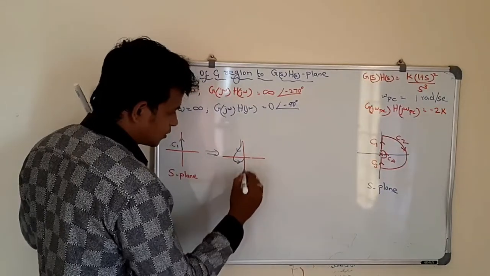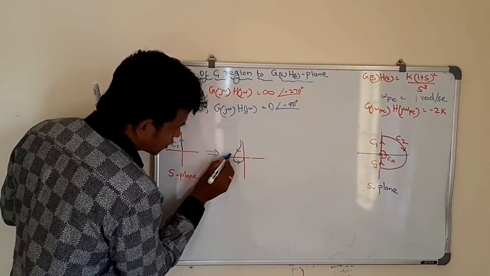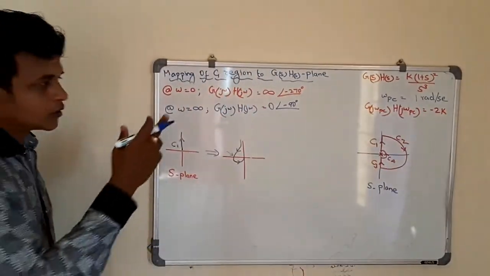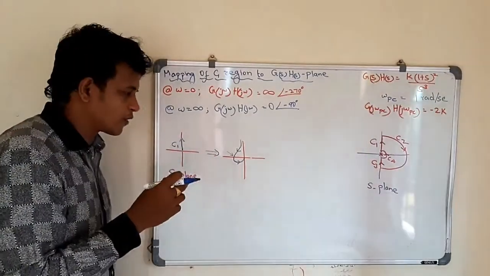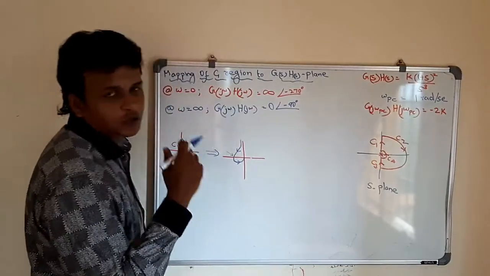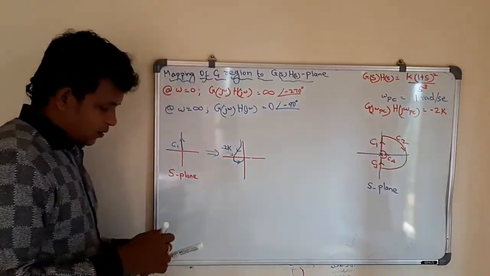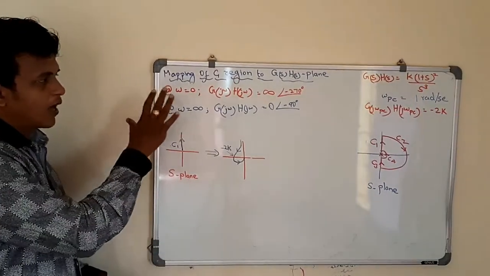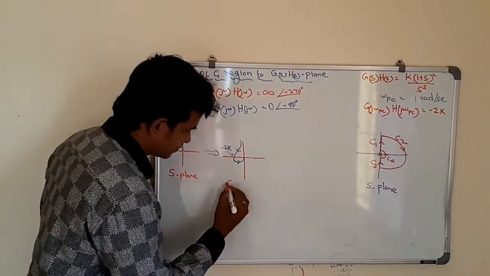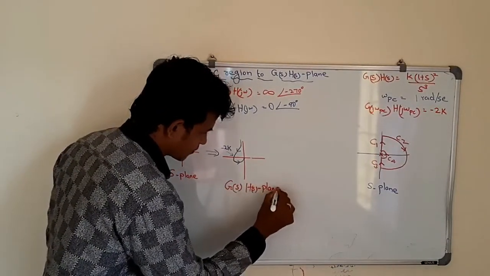And the point at which the plot is crossing the real axis is minus 2k, which we have determined already. So at omega equal to phase crossover frequency, this plot is crossing the real axis, and the point at which it is crossing the real axis is minus 2k. Right? So this is how I have mapped region C1 to GSHS plane. So this is GSHS plane. So I have done it for region C1.